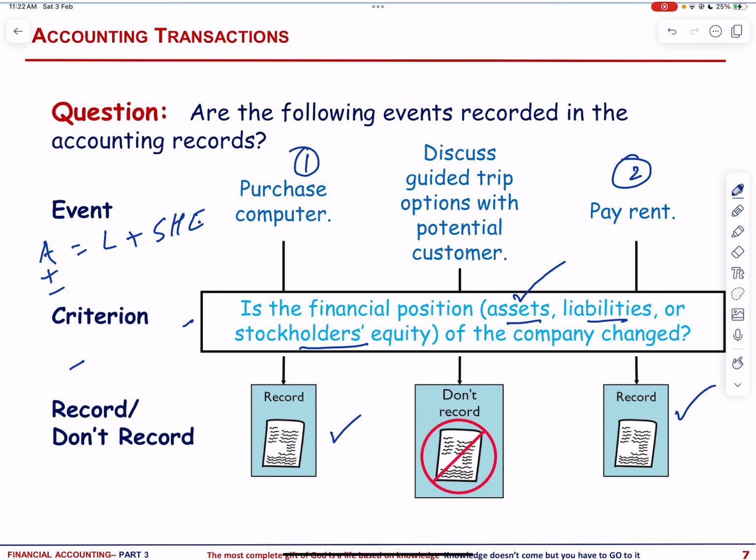But if there is a discussion about guided trip options with potential customers, it is not going to affect assets, liabilities, or stockholders' equity. So we are not going to record a transaction for discussing guided trip options with potential customers.